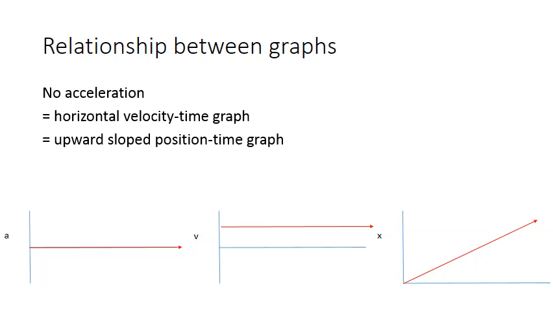If there were no acceleration and a negative velocity, the velocity time graph would have a horizontal line that went below the time axis, and my position time graph would have a line that, instead of going from bottom left to top right, would go from top left to bottom right. It'd be the opposite direction.